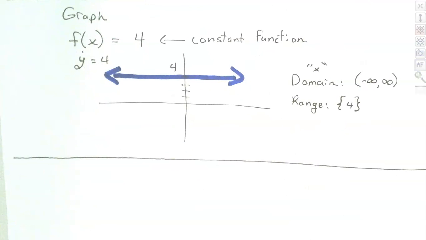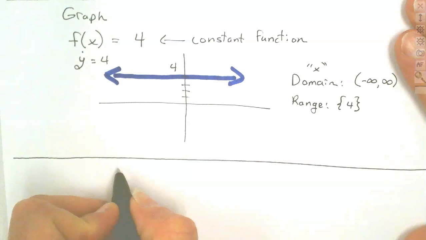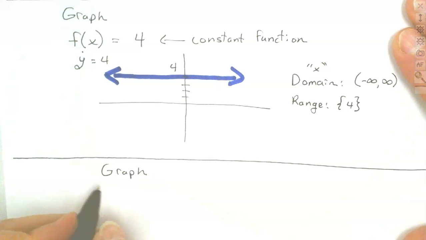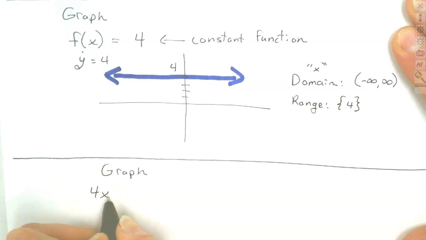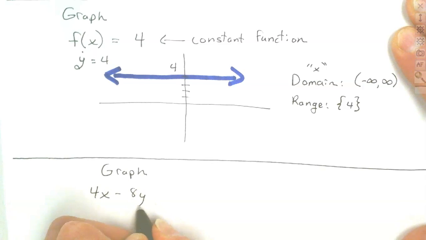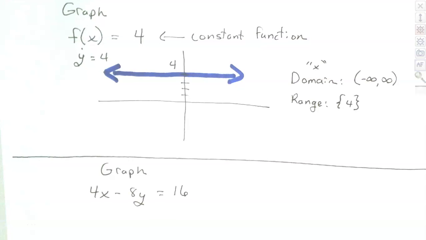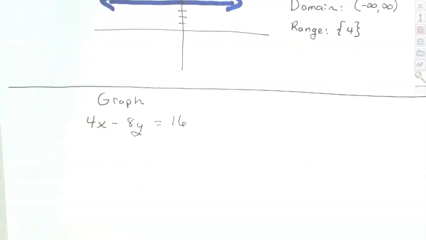If it has not been solved for y, to graph it, you're going to have to solve it for y. So let's try one where it's not been solved for y. So let's try to graph 4x minus 8y equals, let's say, 16. So I want you to try to graph this equation. Now this again is going to be a line. So we're going to graph this as a line here.